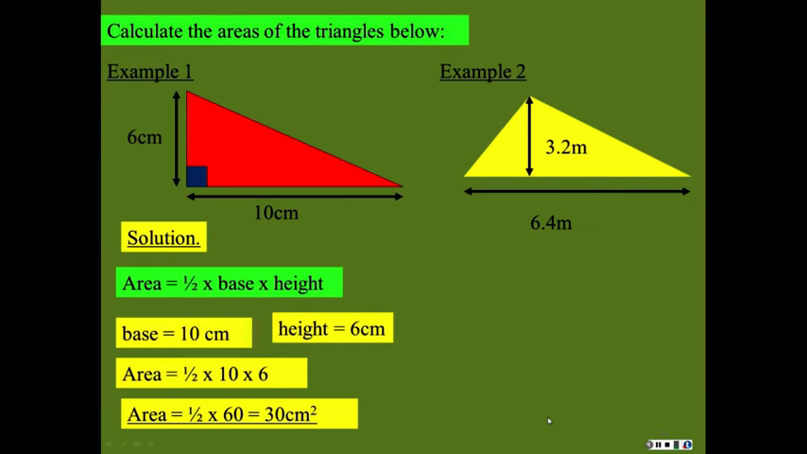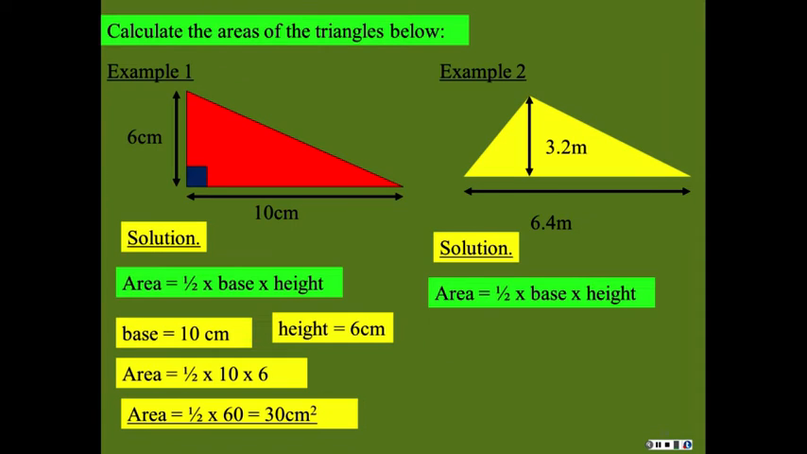This is also a triangle. It's a scalene triangle. What's my base? What's my height of this triangle? Okay, so I need to take the base times the height, get that product, and then divide it by 2. Can somebody tell me what that is?